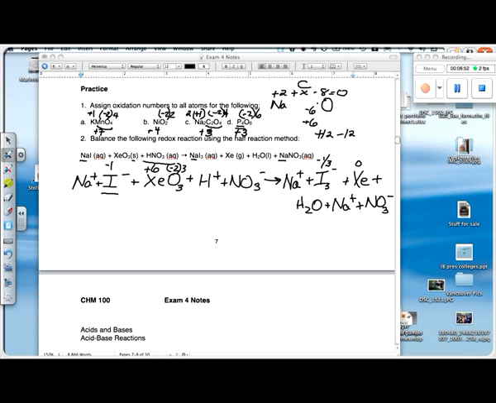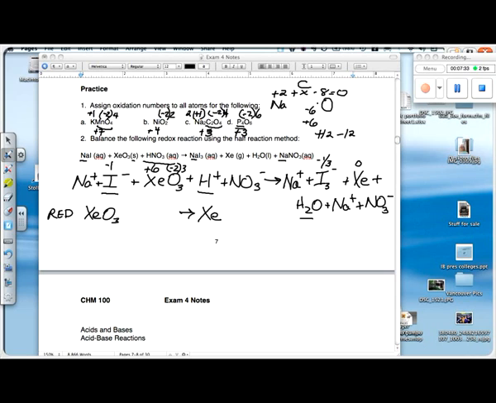So I have focused in on the things I know that are changing. I see hydrogen in compounds, I see the sodium in compounds, I see nitrate on this side, and I see nitrate on the other side. Nothing's happening to nitrogen, nothing is happening to oxygen. It is iodine and xenon. Iodine's going from a minus 1 to a minus 1/3, so it is getting more positive, whereas xenon is going from a plus 6 to 0, so my reduction is the xenon. So xenon trioxide, I'm going to leave myself a lot of space, goes to xenon, the element.